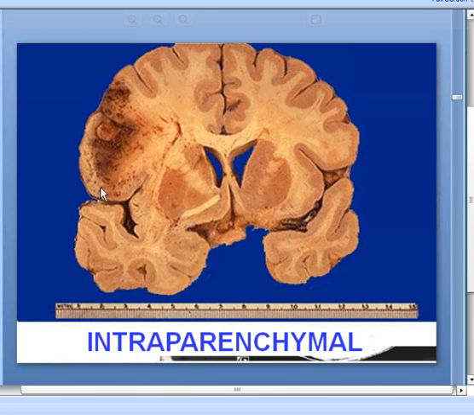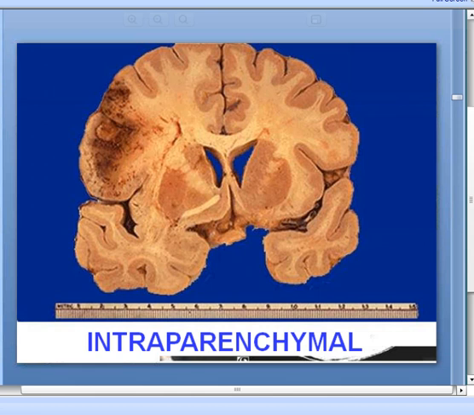If you got a picture of this on your boards, don't freak out. Just call it like it is. This is hemorrhage, and it's in the substance or the parenchyma of the brain involving both white matter as well as gray matter. We just call it intraparenchymal hemorrhage, and that's the correct answer.